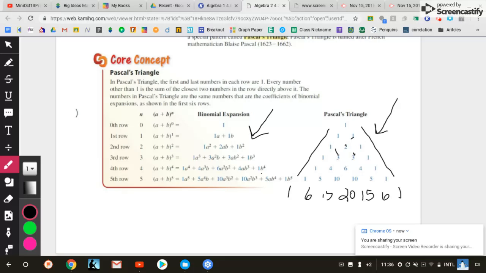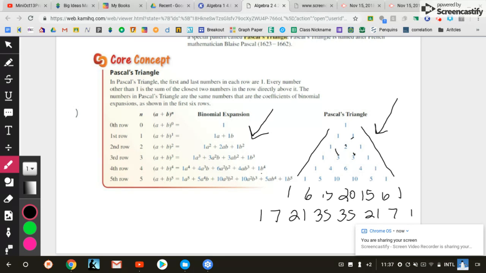So take a minute and see if you can figure out what the coefficients would be for the 7th row. For the 7th row, you should get 1, 7, 21, 35, 35, 21, 7, and 1. So that is the beauty of the coefficients.